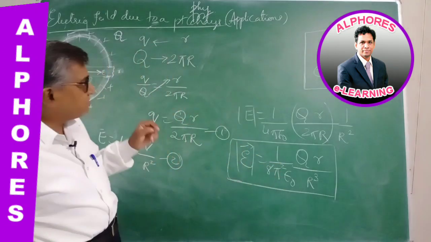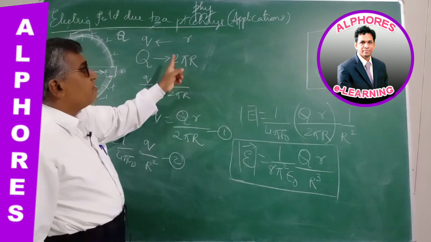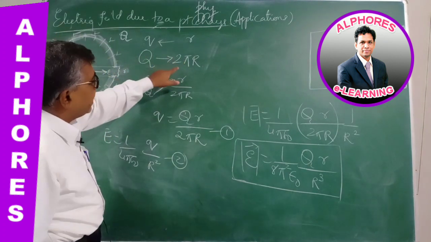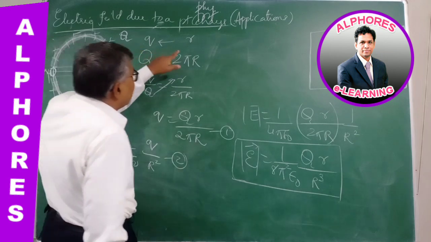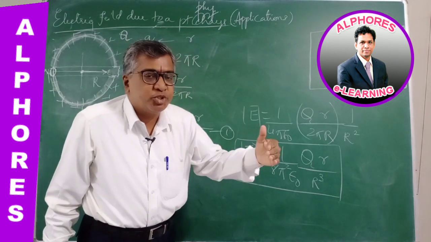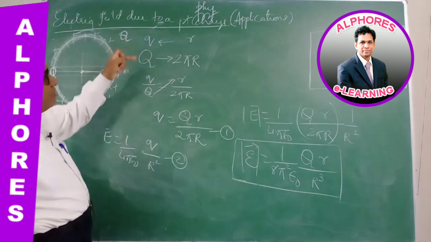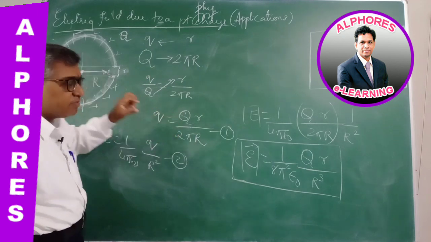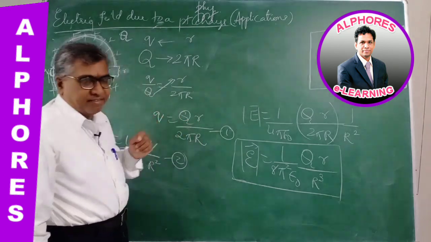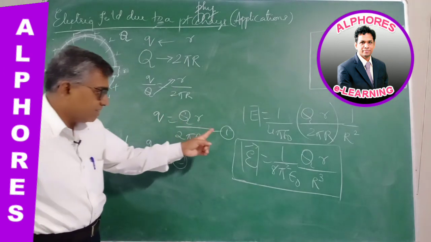Now you know why this pi square has come into existence: because of the perimeter of the ring, the circumference of the ring, 2 pi R. For the total length of the ring, 2 pi R, the charge is capital Q. For the small part, small r, what is the charge? First we have to find the charge. When the charge is uniformly distributed, charge exists in proportion to the length. So first step, find the magnitude of the charge of the part of the ring. The magnitude of the charge for length small r is capital Q small r by 2 pi capital R, right? This is equation 1.